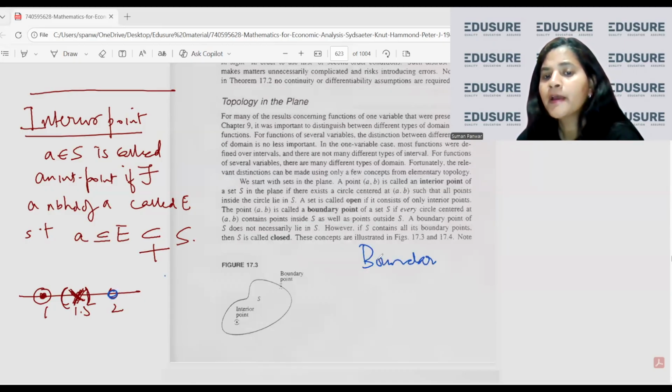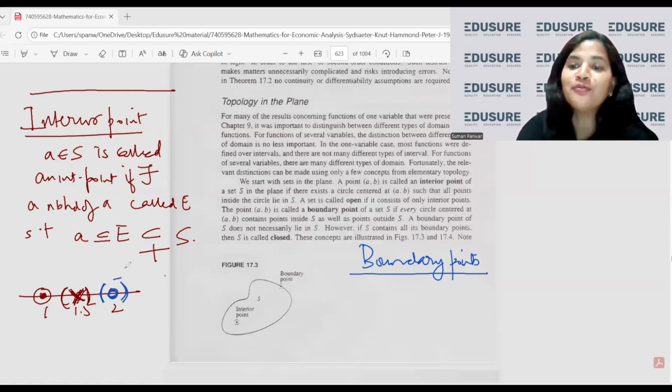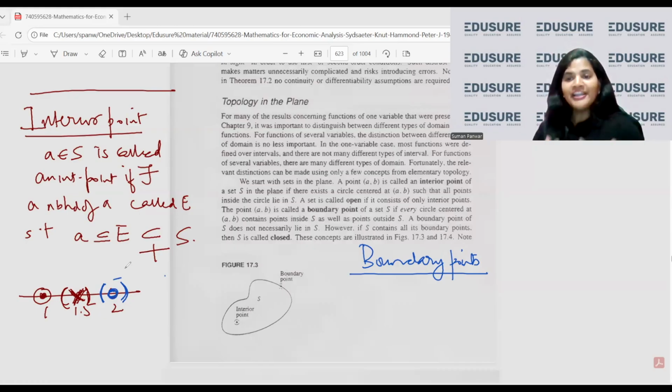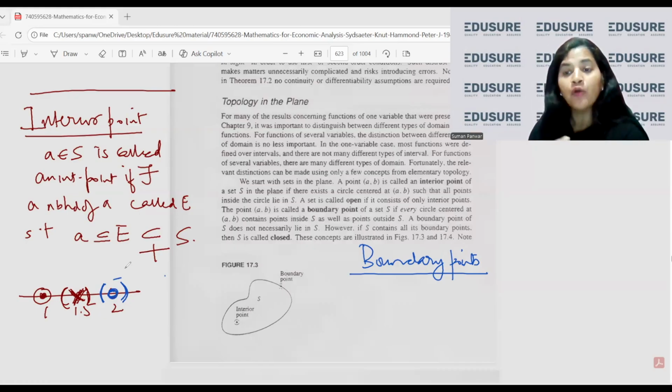Now what are boundary points? If we are talking about interior points, what are boundary points? Boundary points are those points such that if I try to include them in any open interval, half the portion will come outside the set and half will be inside the set. So interior points are those points which can be enclosed inside neighborhoods inside the bigger set, and boundary points are those points where, if I try to enclose that boundary point inside any open interval or any neighborhood, some part of the neighborhood will be inside the set and some part will be outside the set. So this is the concept of interior point, boundary point and open set.